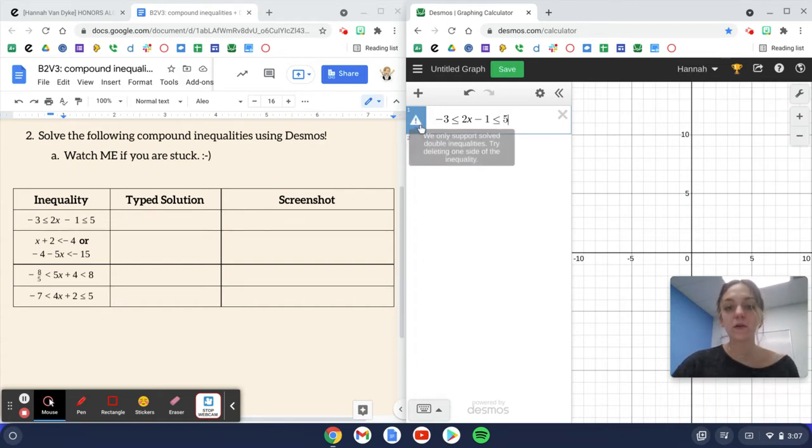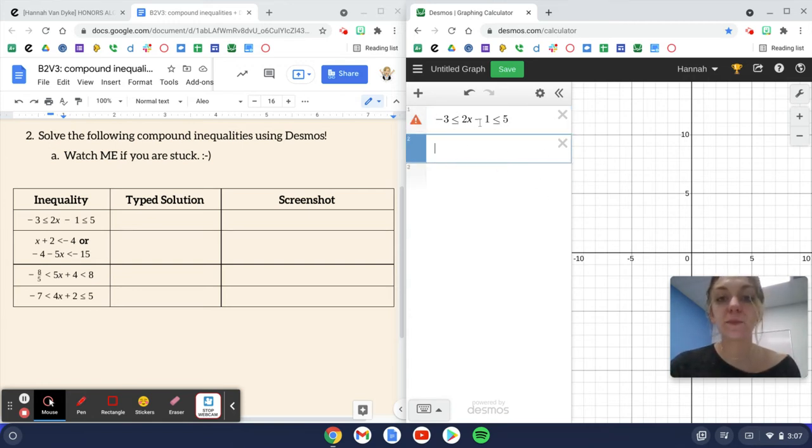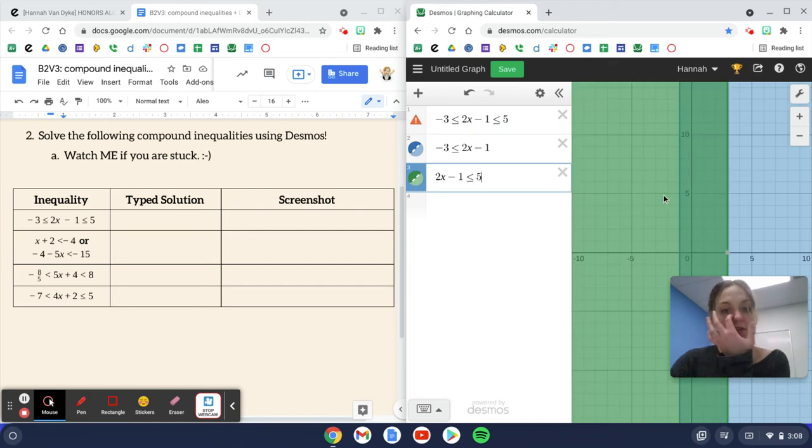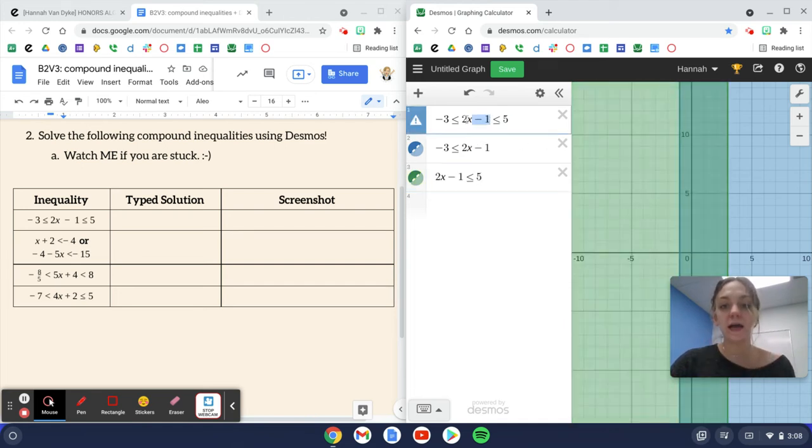into Desmos, I get a little warning sign, and it says it can't do this. So what we're going to do is break our inequality into two pieces. I'm going to put this first part, my left part and the middle, in one box. And then I'm going to find the middle part and the right, and put it in the other box. So all I did again, I typed this in this blue box here, and then I typed this in this green box here.